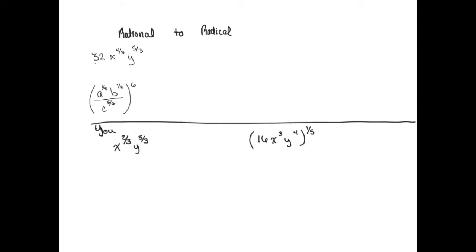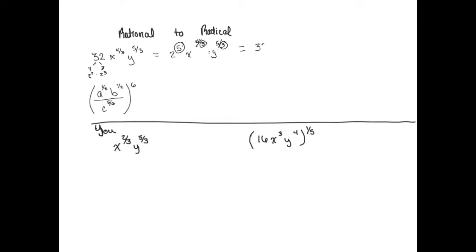So we want to go ahead and rewrite 32. 32 is 4 times 8, which ends up being 2 squared times 2 cubed. So this is actually 2 to the 5th power times x to the 4 thirds times y to the 5 thirds. Okay, so this doesn't have an exponent, so we could have left it as just 32 because it's not going to go inside of the radical. It doesn't have a denominator, so it doesn't have an index number. But it's always good to practice prime factorization.